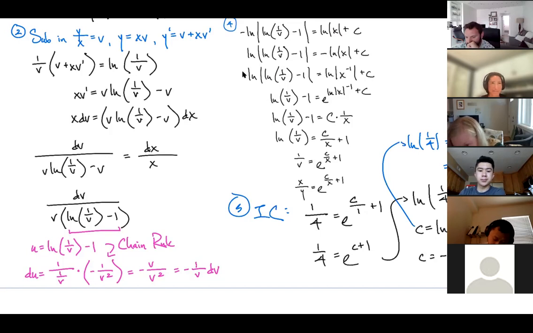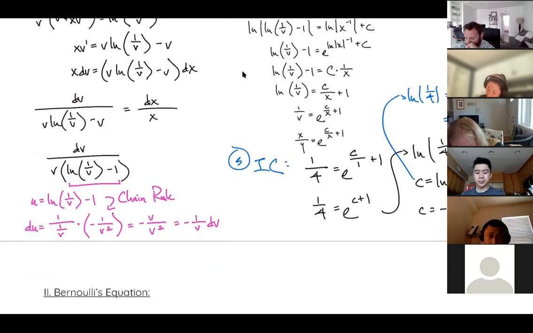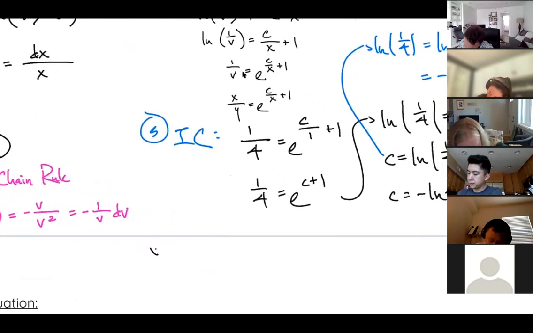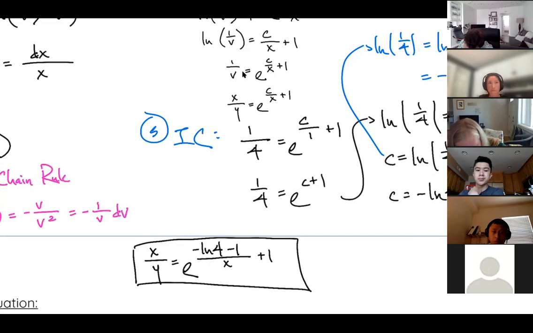Okay. All right, let's write our final answer maybe down here because we want to go back to our equation, except everywhere we see the c, we're going to put in the value we found for c. And so that will give us x over y equals e to the negative natural log 4 minus 1 over x plus 1. This would be one form of an answer. Alternatively, you can find the reciprocal and solve for y. That is also fine.